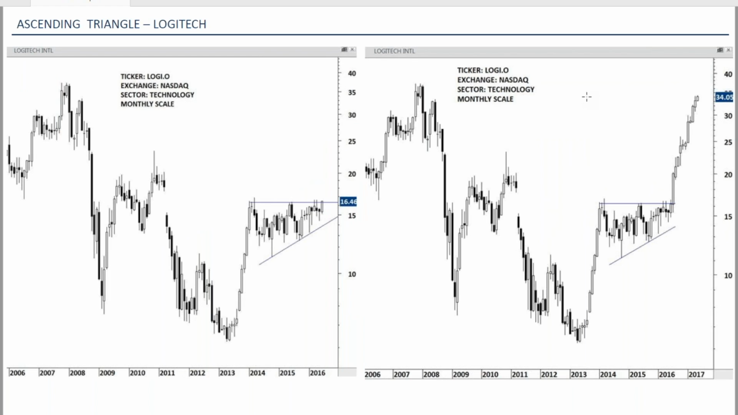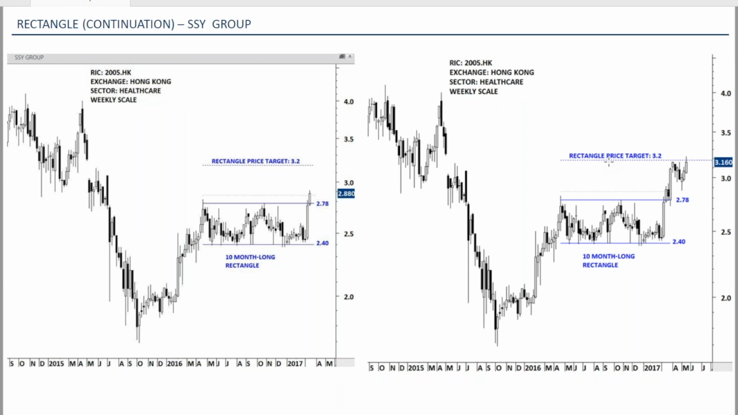Another example is a chart that I really liked. This is a multi-scale chart. It's again an ascending triangle example on Logitech. When you have these type of tight consolidation ranges, usually the breakouts are very strong, and that's what happened with Logitech. A massive move followed right after the breakout. And TechCharts followers were able to capture this because they were alerted on several platforms.